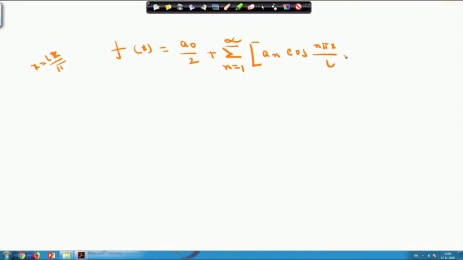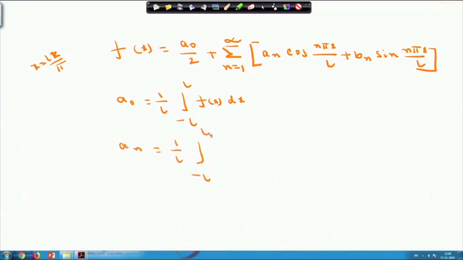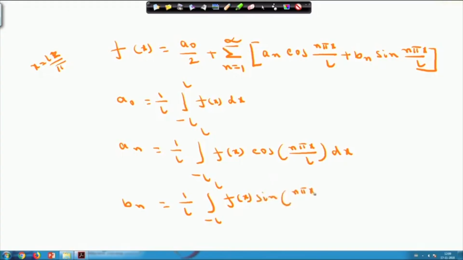So, I am substituting this, plus b n into sine of n pi x by L, where a naught will be equal to 1 by L. Now the limit will be changing; it will be again from minus L to L, f x dx. a n equals 1 by L, minus L to L, f x into cos of n pi x by L dx, and b n will be equal to 1 by L, minus L to L, f x into sine of n pi x by L.